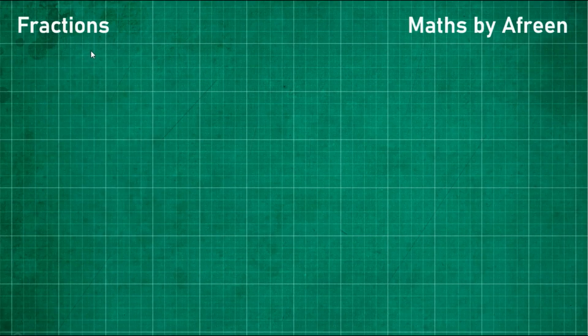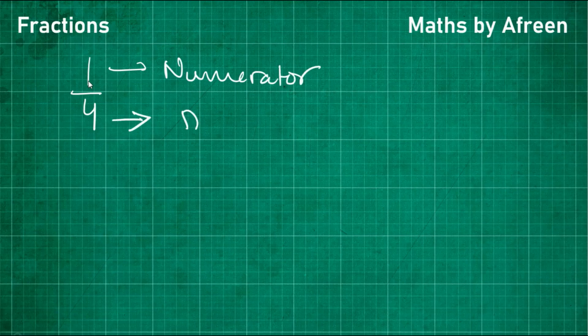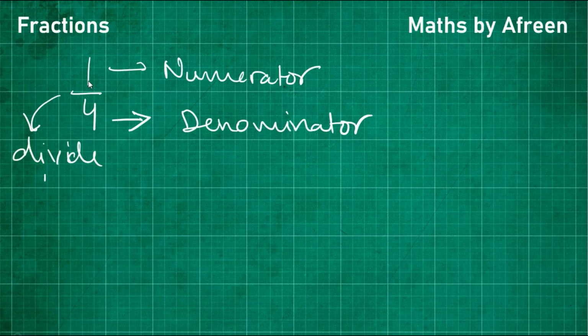Let's look at the fraction 1 by 4. Here this 1 is the numerator and this 4 is the denominator. And this line which is shown here is the divide line. So we can say that the number above the divide line is the numerator and the number below the divide line is the denominator. Now we are done with what denominators and numerators are.